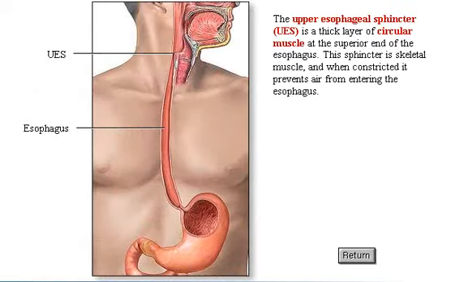The upper esophageal sphincter is a thick layer of circular muscle at the superior end of the esophagus. This sphincter is skeletal muscle, and when constricted, it prevents air from entering the esophagus. Click the return button to revert to the original diagram.